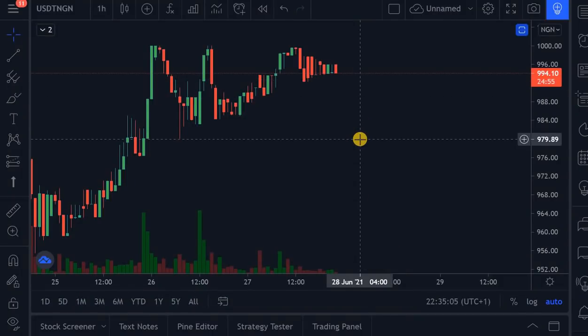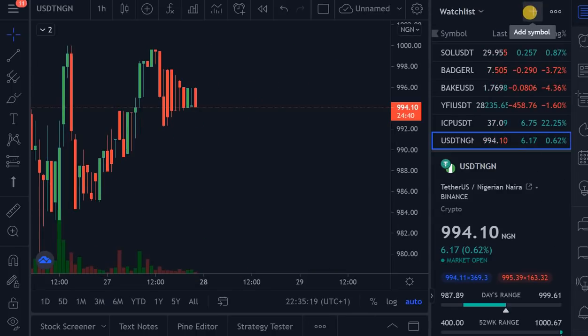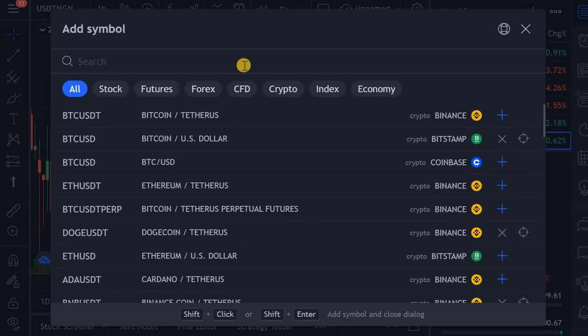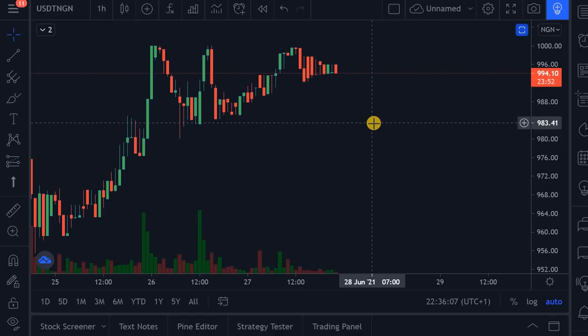This is TradingView. Now if you want to access the USDT NGN pair, you can go over to this section right here where it says watch list and details. Click on this and click on this plus sign. Then you can type USDT NGN. This is the pair you're looking for. As you can see, it's on Binance. So you would have to click on this, and this is how the price chart would look like.